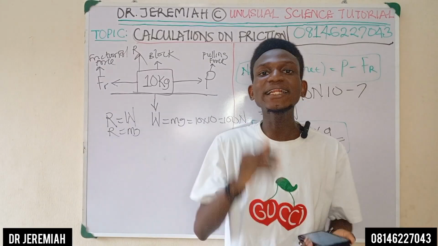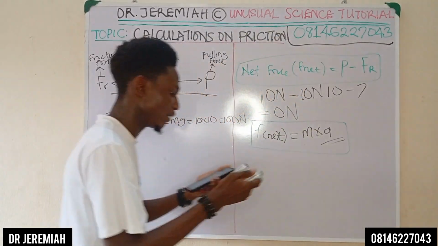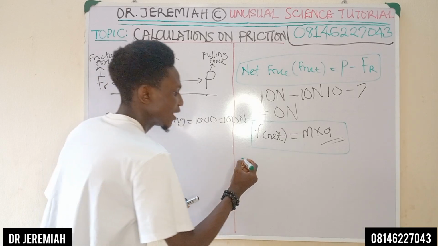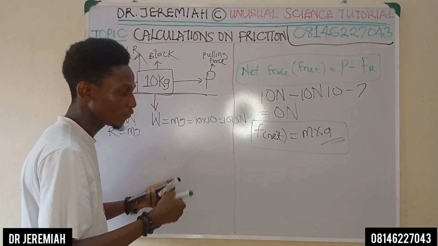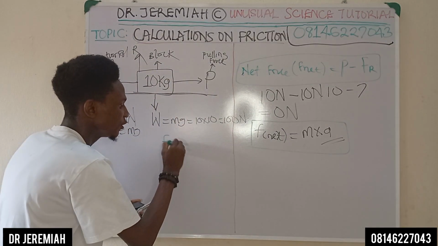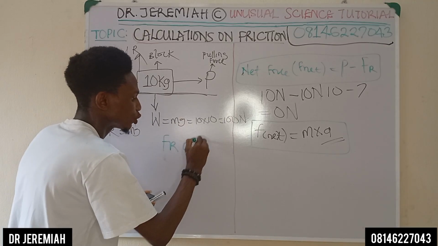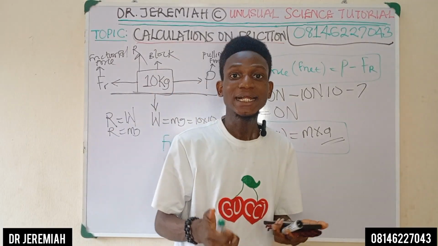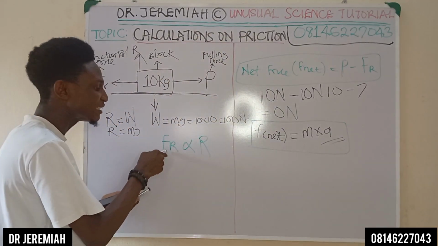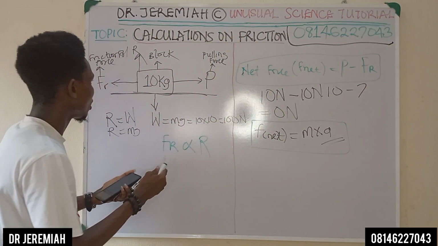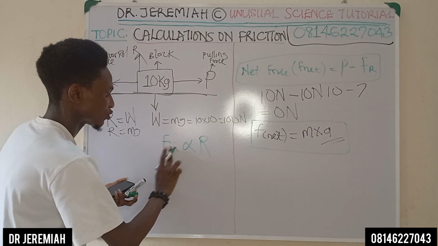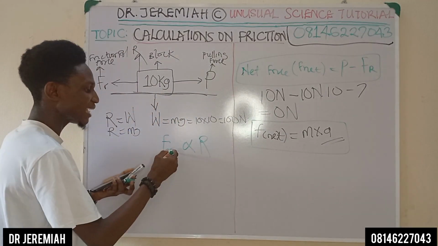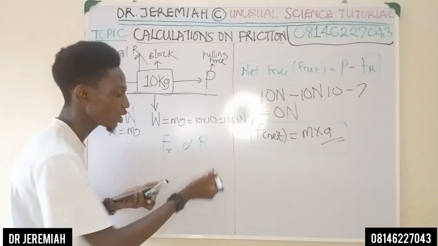Now let me tell you some things about frictional force, because it's going to be very important as we progress. One of the laws of friction states that frictional force is directly proportional to normal reaction. So this FR, I just write a small letter R. Hope you are following. So this means that FR is directly proportional to reaction.